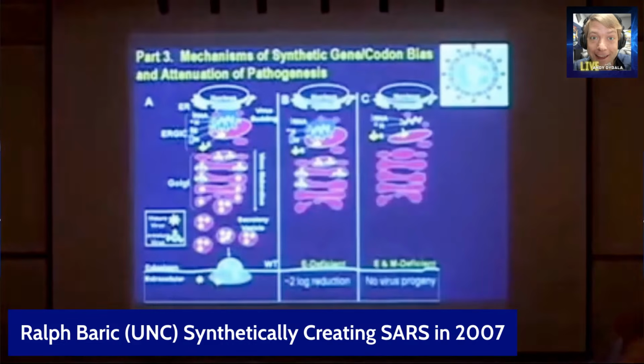Now, if you knock out E protein expression, this pathway is still viable, but you reduce virus yields by about 2 logs. And if you knock out the M glycoprotein expression or M and E together, you don't make any virus progeny.